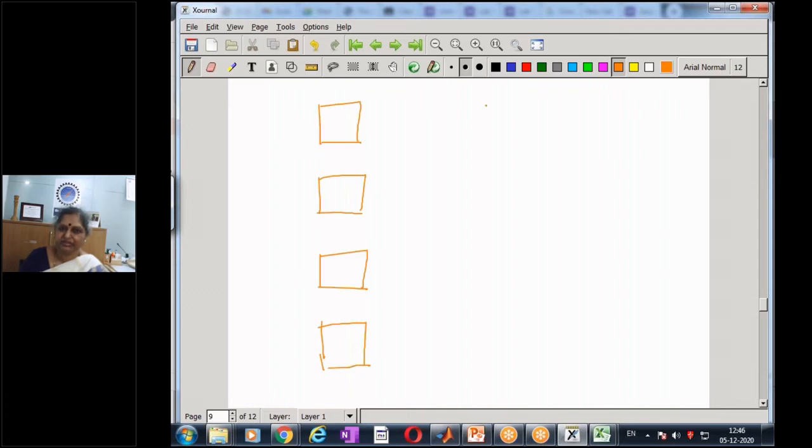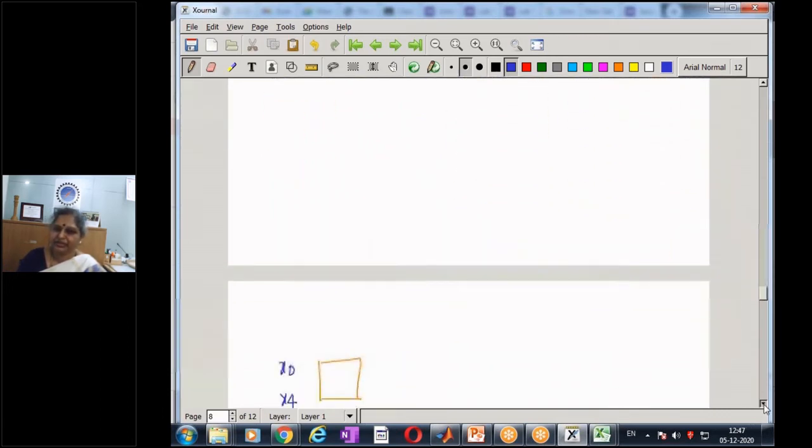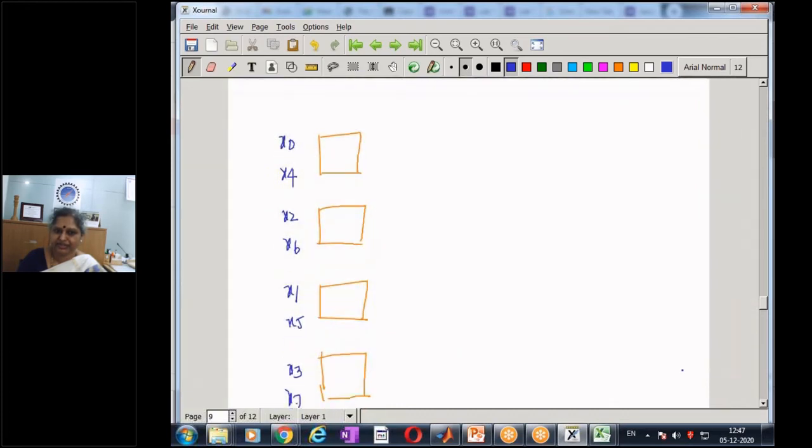And what is my input to the first 2-point DFT? It was x0, x4, x2, and x6. And here it is x1, x3, x5, and x7. So these are my inputs. This is the input to the 2-point DFTs: x0, x4, x2, x6, x1, x5, x3, x7. So I need to compute the 2-point DFT of this. So each is going to be a 2-point DFT.